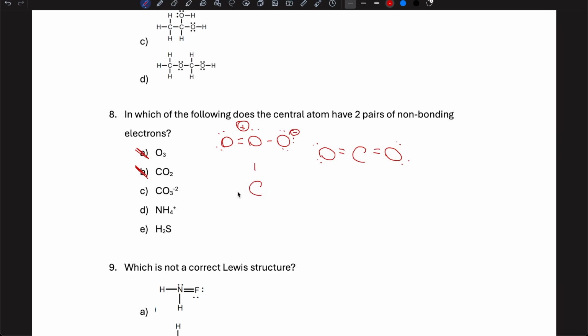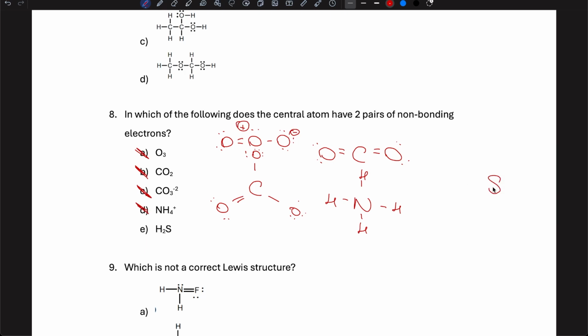CO3. Maybe something like this. If we give it this, we end up with 2 extra valence electrons, if you counted it up. And carbon, once again, our central atom, has no non-bonding electrons. NH4 plus probably looks something like this. 1 single bond to each hydrogen. This would end up with 1 less electron than what we were supposed to get, forming a positive charge. And so this has no valence electrons.